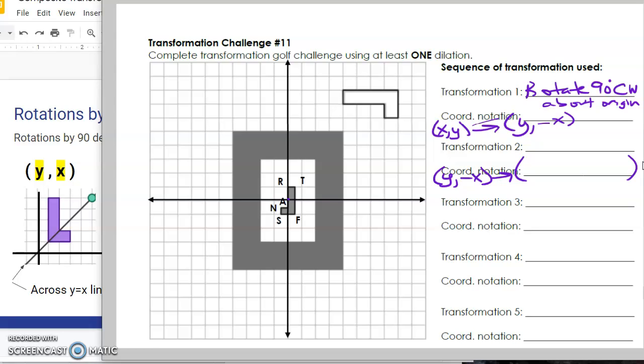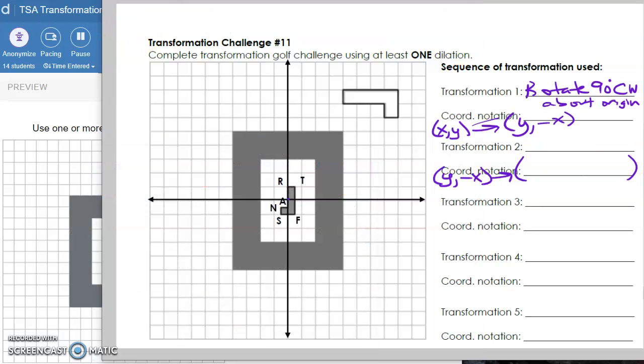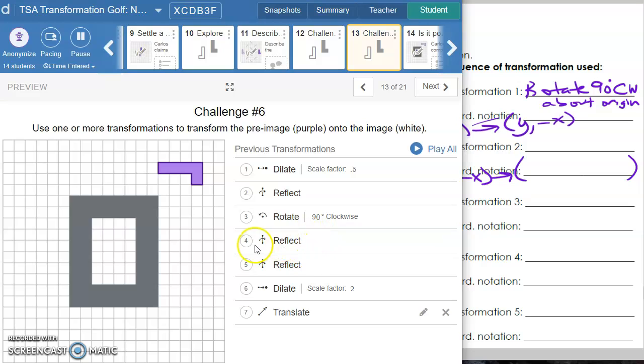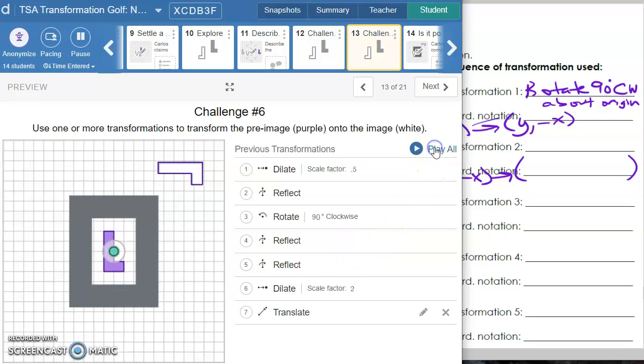And I believe I talked to you about this in class. We're going to compose as we go, if you will. So let's check out what our next transformation is. Reflect. Now I can't remember exactly. It looks like I reflected across a vertical line. Let's play it all and see what happens.